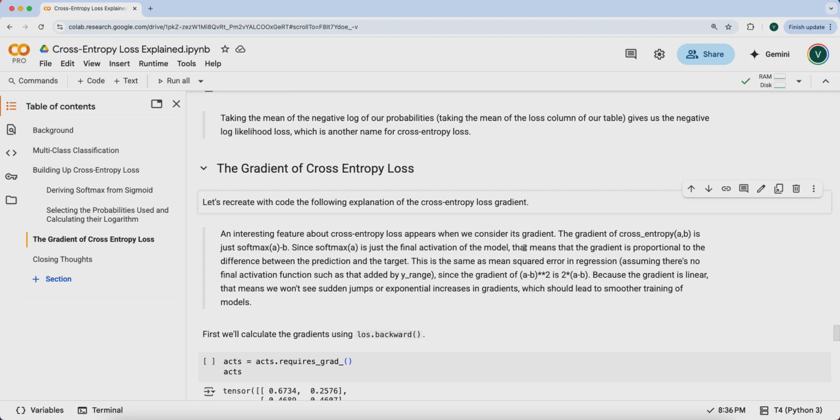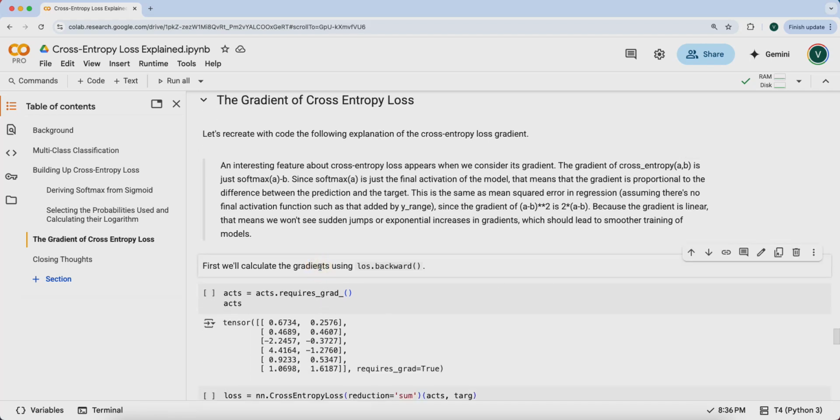An interesting feature about cross-entropy loss appears when we consider its gradient. The gradient of cross-entropy(A, B) is just softmax(A) minus B. Since softmax(A) is just the final activation of the model, that means the gradient is proportional to the difference between the prediction, which is softmax(A), and the target, which is B. This is the same as mean squared error in regression, since the gradient of (A minus B) squared is 2 times (A minus B). So we still have this proportional to the difference between prediction and target. Because the gradient is linear, we don't see sudden jumps or exponential increases in gradients, which should lead to smoother training of models.